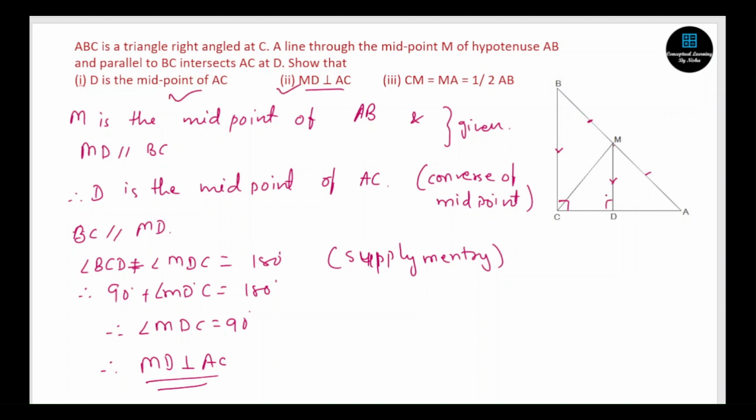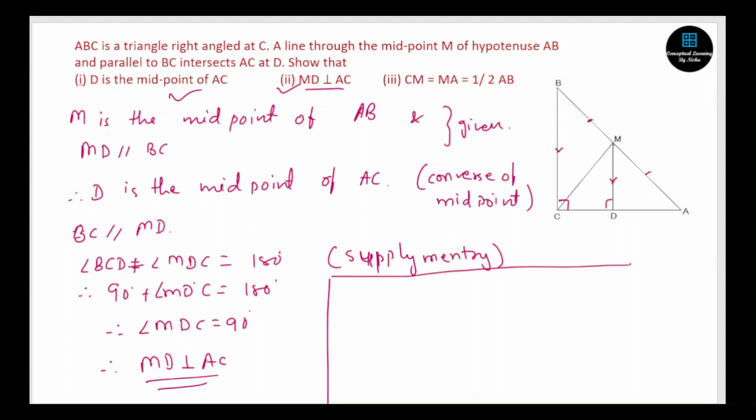Alright. Now if I talk about two triangles, which two triangles? Let me write it here. This and this. Triangle CMD and triangle AMD. What can I say? MD is common. Then this is 90, so this is also 90. They both are same. Angle MDC is equals to angle MDA.